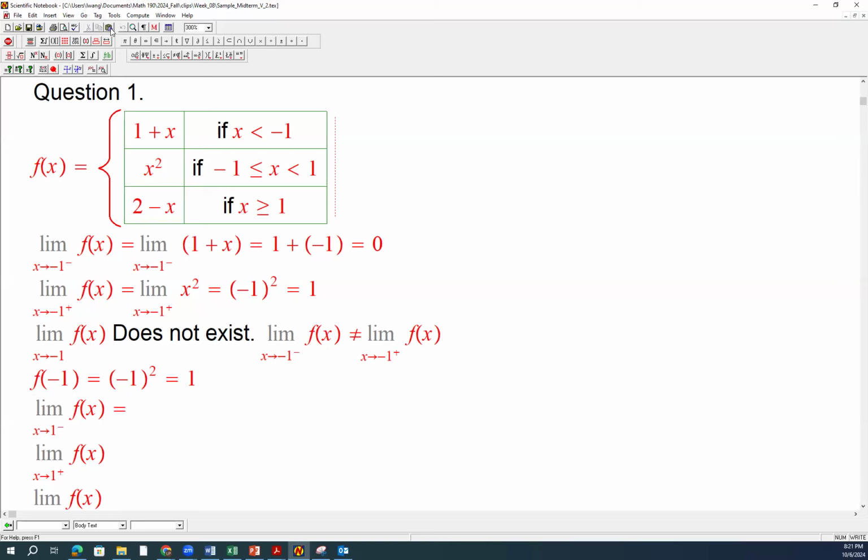As x approaches 1 from smaller than 1, we use the rule x squared. That's a direct substitution, which is 1 squared, and that equals 1. Approaching 1 from larger than 1, the rule would be 2 minus x. So then it's a direct substitution again. It equals 2 minus 1, which equals 1.